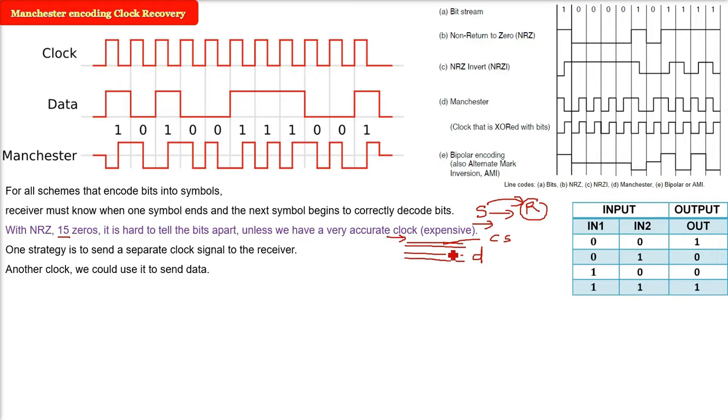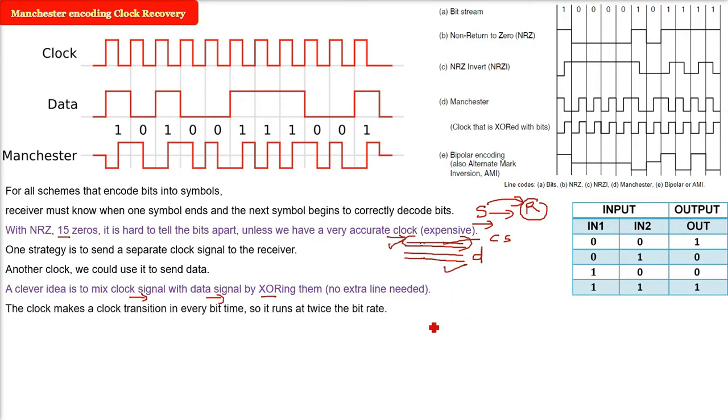But the problem is, if you are using another channel, why not use it for the data? Why use a single channel for sending only the clock signal? We can even use it for sending data. So a clever idea is that we can mix the clock signal with the data signal, because the clock can only be used to find out where the data is. We can mix the clock signal with the data signal by using XOR. We will not need any extra line to send the clock signal.